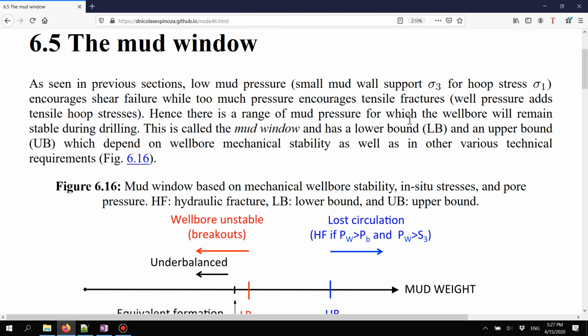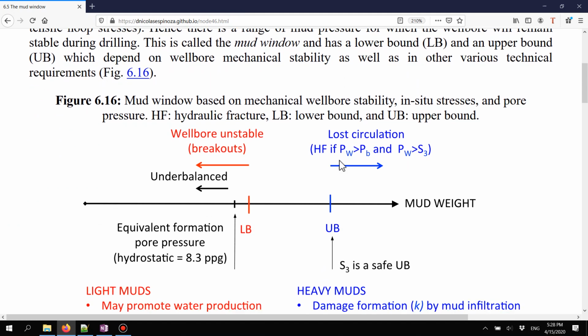Hello everyone. In this video we're going to talk about the mud window. The mud window is the interval in which we can drill a wellbore and this wellbore is going to remain stable. As we have seen from previous videos, if your mud weight is too low, that's going to produce shear failure around the wellbore known as breakouts.